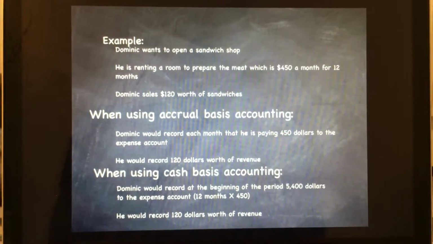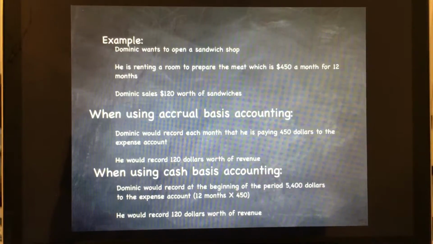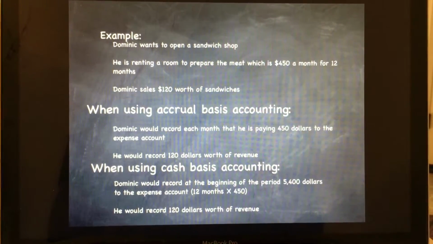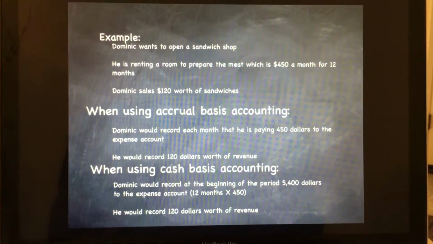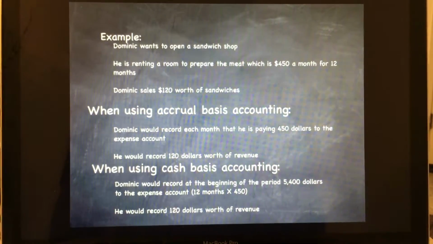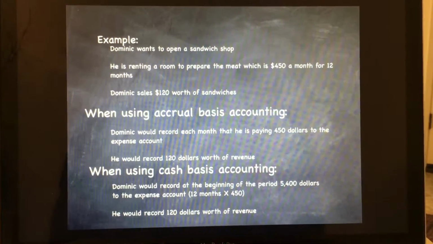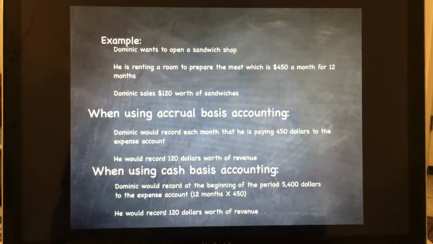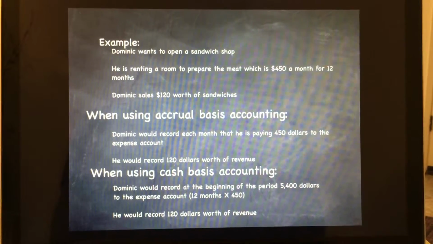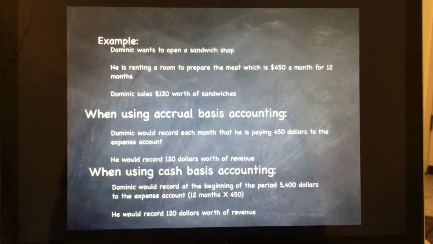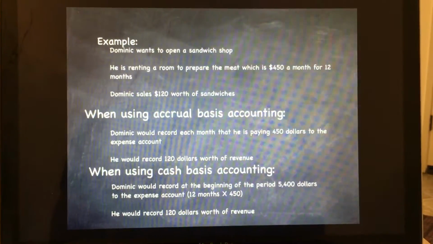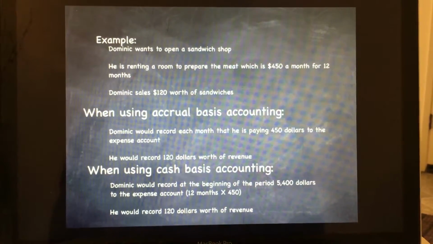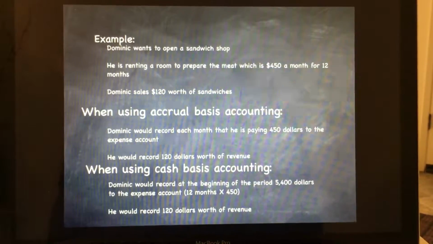So for example, Dominic wants to open a sandwich shop. He is renting a room to prepare the meat, which is $450 a month for 12 months. And Dominic sells $120 worth of sandwiches in a month. So when using accrual basis accounting, Dominic would record each month that he is paying $450 to the expense account. So each month would be $450 for that month's rent. And he would record $120 worth of revenue.